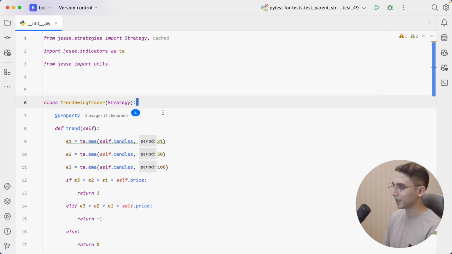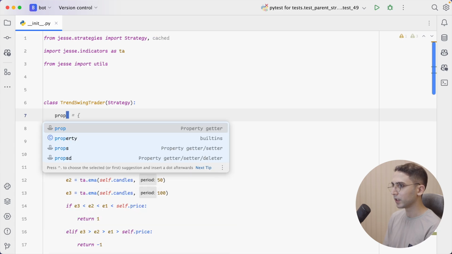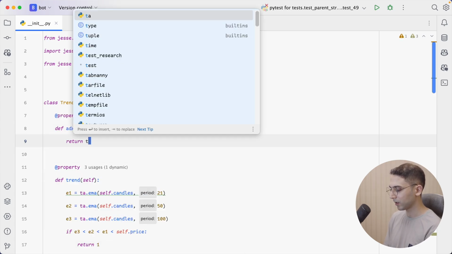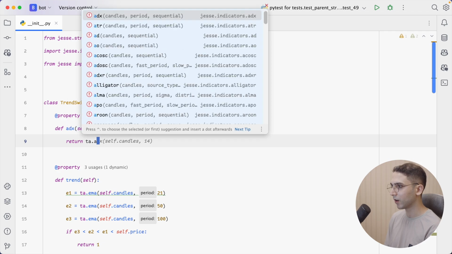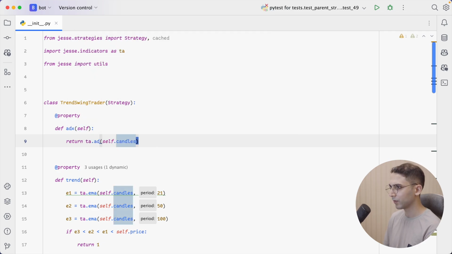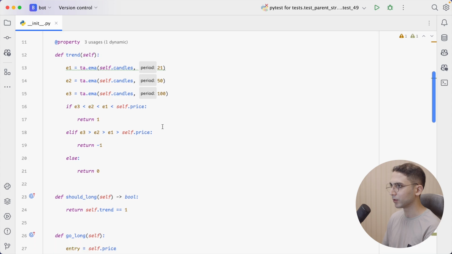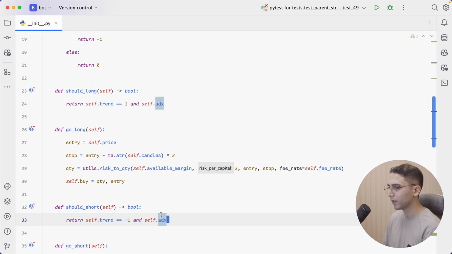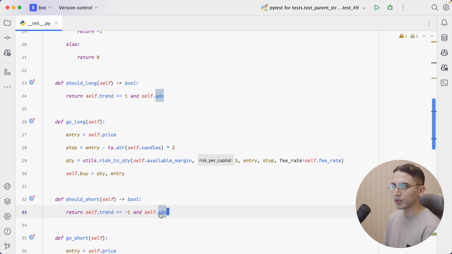All right, let's go to the beginning of my strategy. Let's define a new property called the ADX. And in it, I'm gonna say return whether or not the current ADX is bigger than my threshold, which will be 25. And then I will go to my should long method and add another condition. I will say and self.adx. I will also do the same for my should short function. All right, so let's go back to Jesse.